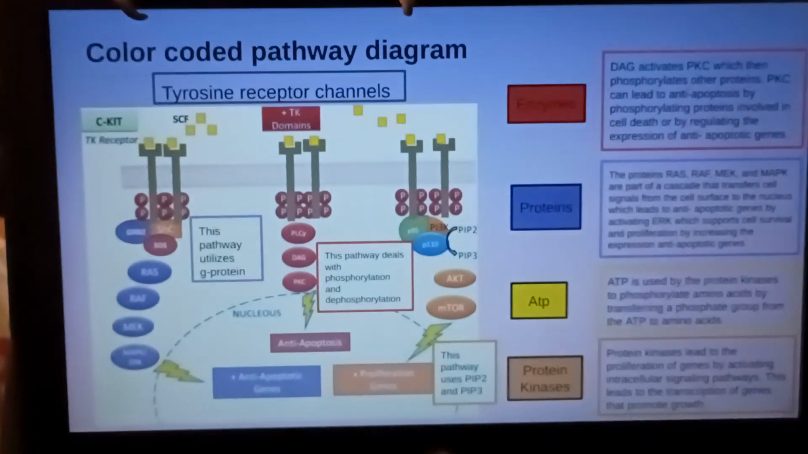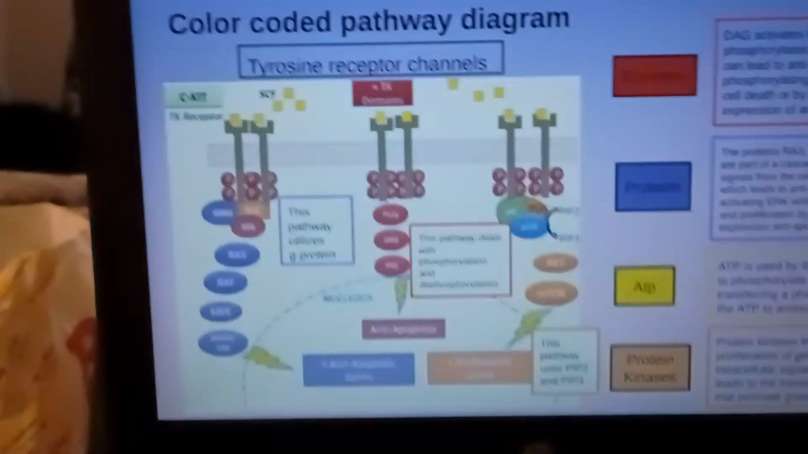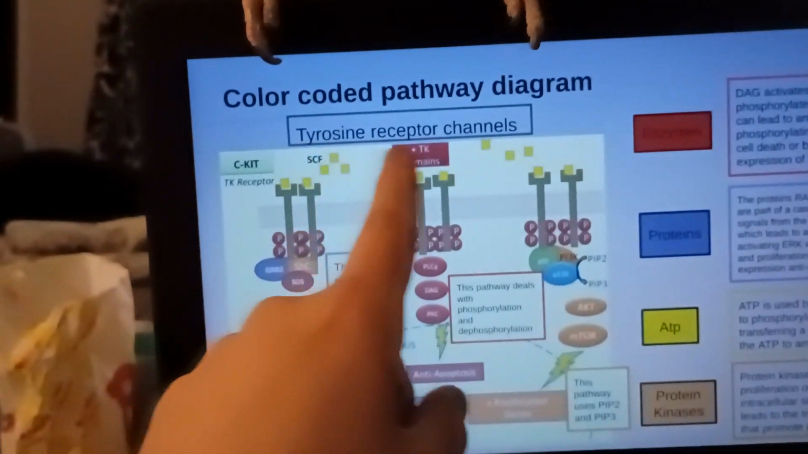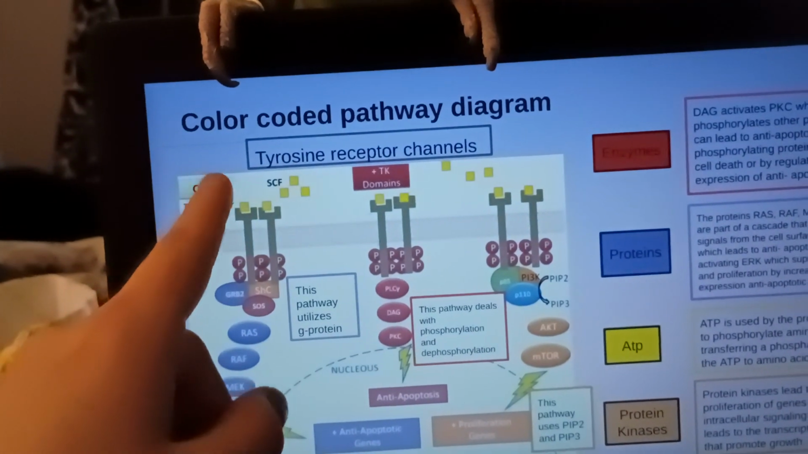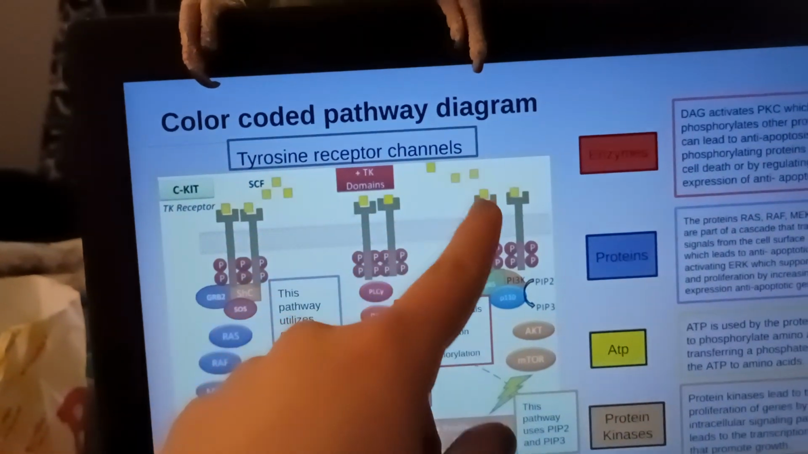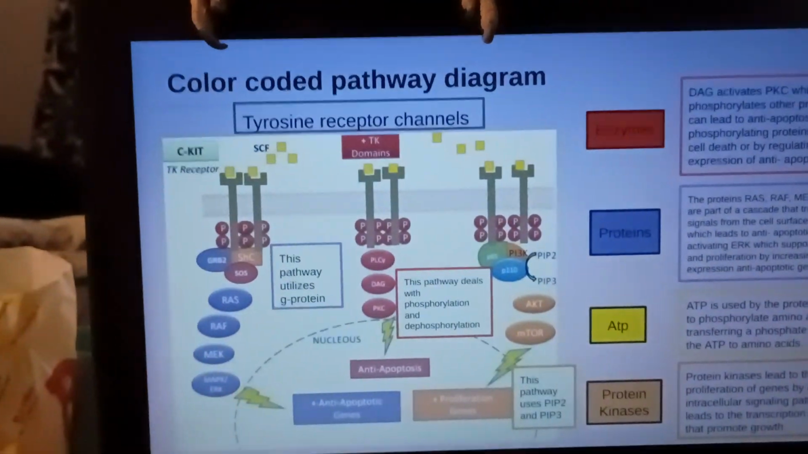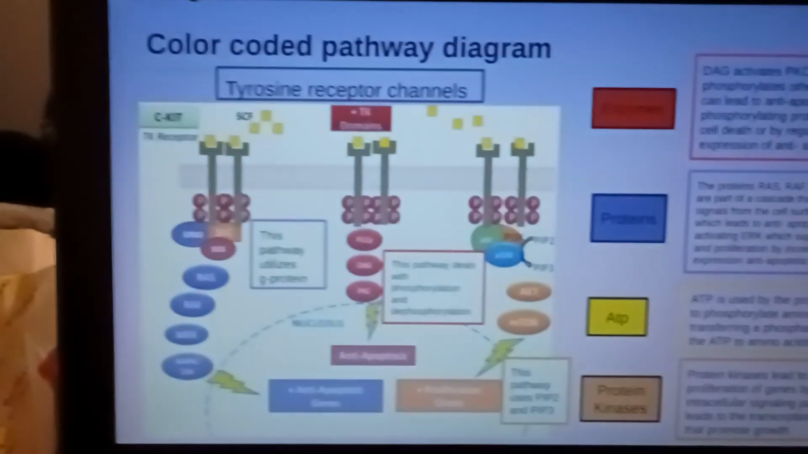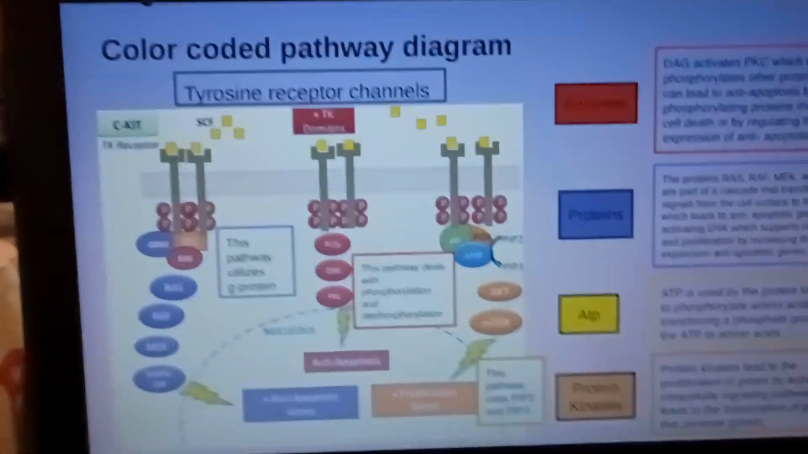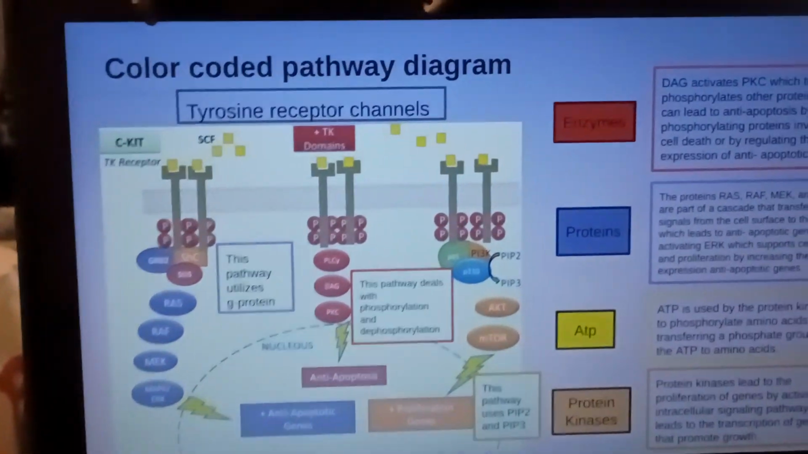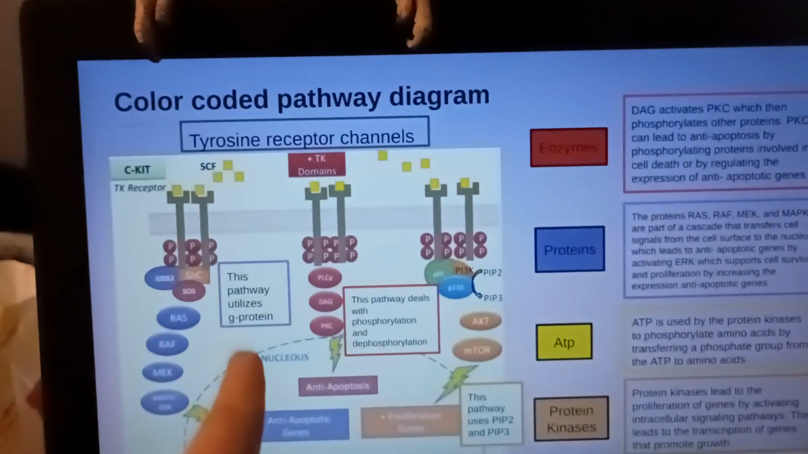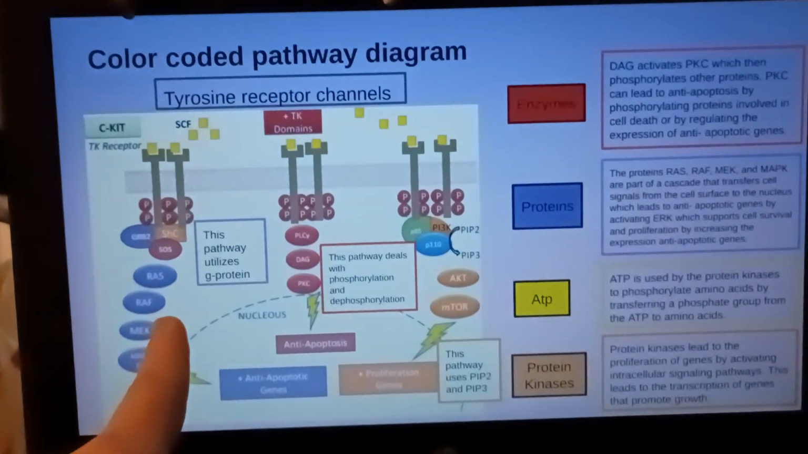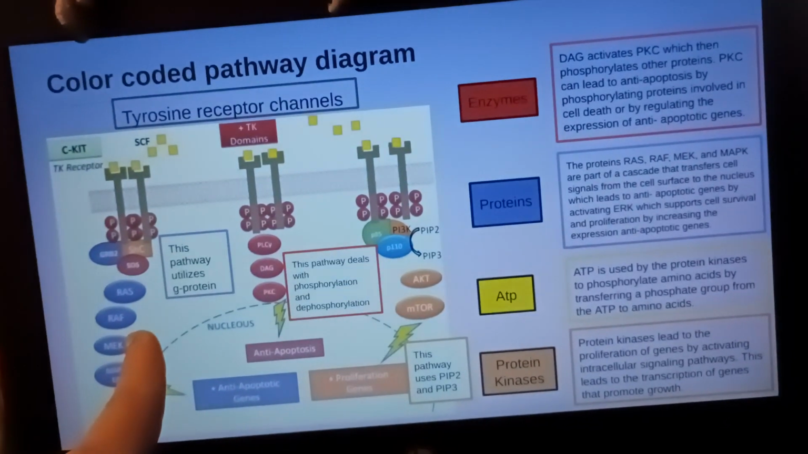This is the color-coded pathway diagram right here. This up here is outside the cell, and these are the tyrosine receptor channels. That is the nucleus. And this first channel right here, it utilizes G protein.